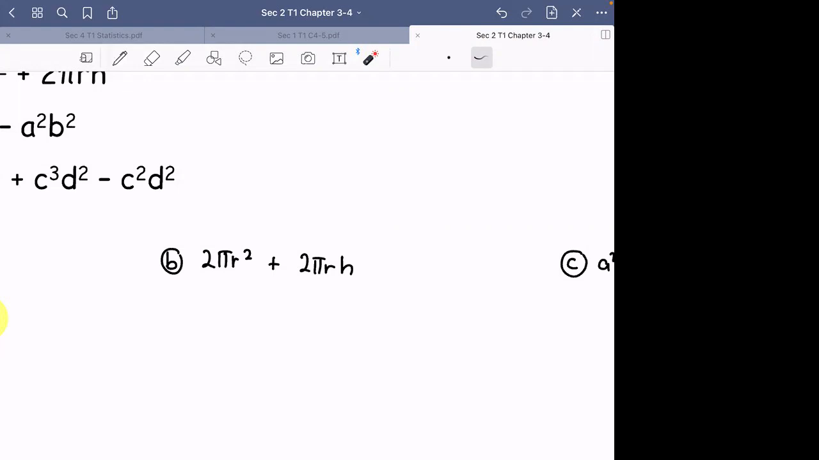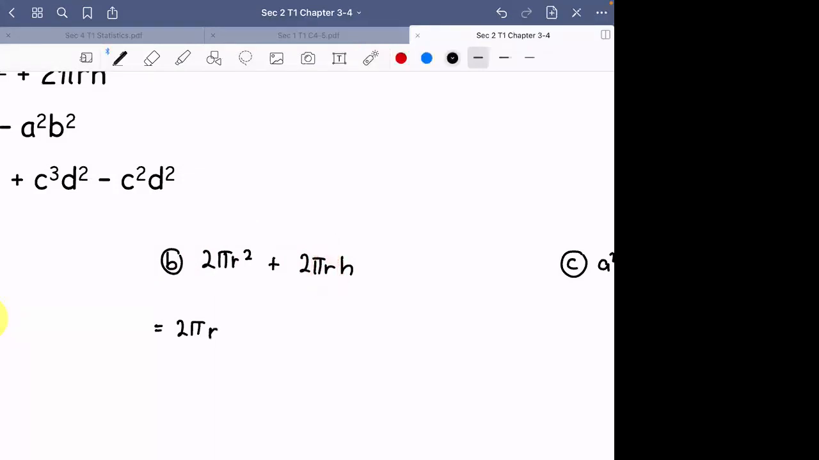let's factorize this one. What is common between these two terms? Obviously both of them have 2, so that's common. What else? Both of them have pi, that's another common factor. And both of them have r. But which r are we going to use, r squared or just r? Again, we use the one with the lowest index, which is r.